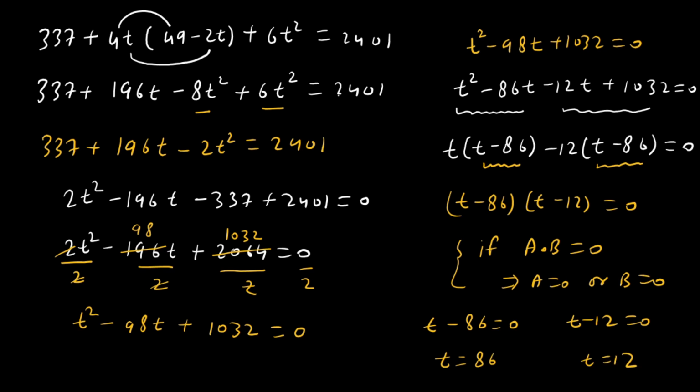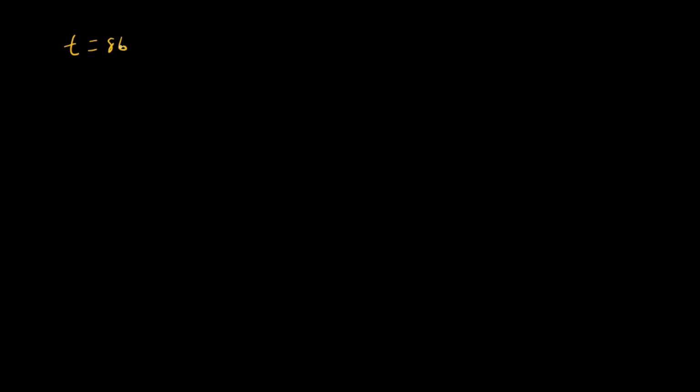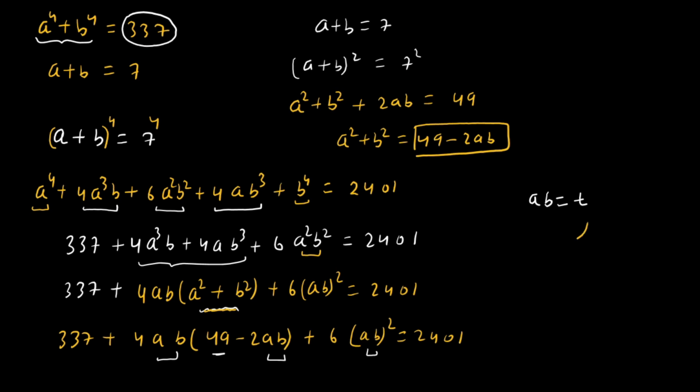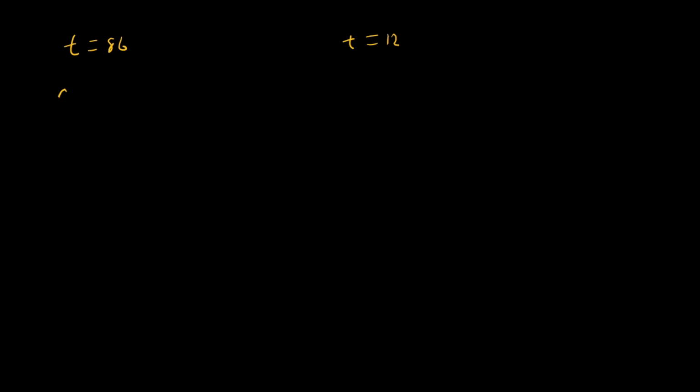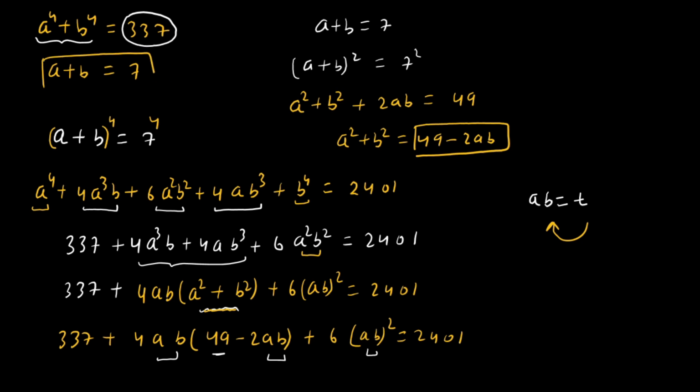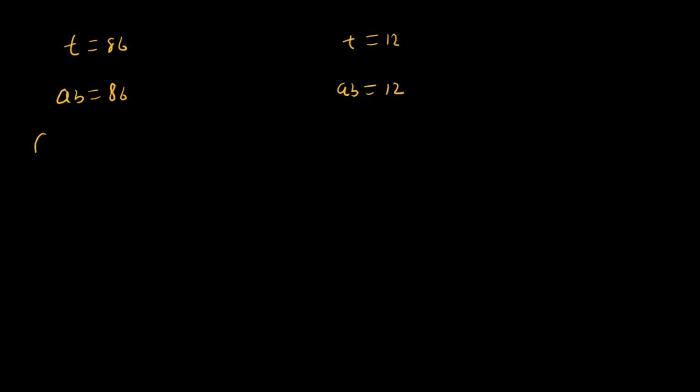Now we have two values of t. The first value of t is 86 and the second is 12, and we know that t is a times b. So a times b = 86 in the first case, and a times b = 12 in the second case, and in both cases a plus b is 7. Here again we have two equations and two variables. Let us call these case first and case second. First we will solve case first.